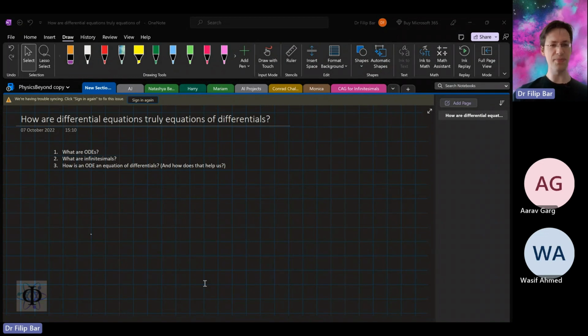This time it's going to be me, and I'm going to be talking about how differential equations are truly equations of differentials. Now, this is a topic that we are trying to tackle in the Summit team, the community team that is participating in 3Blue1Brown's Summer of Math Exposition competition.